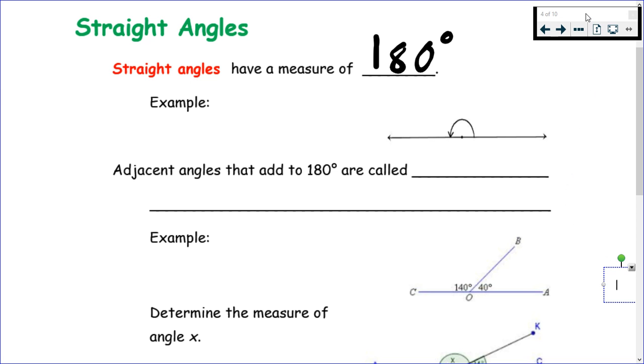Adjacent angles that add up to 180 are called supplementary angles.